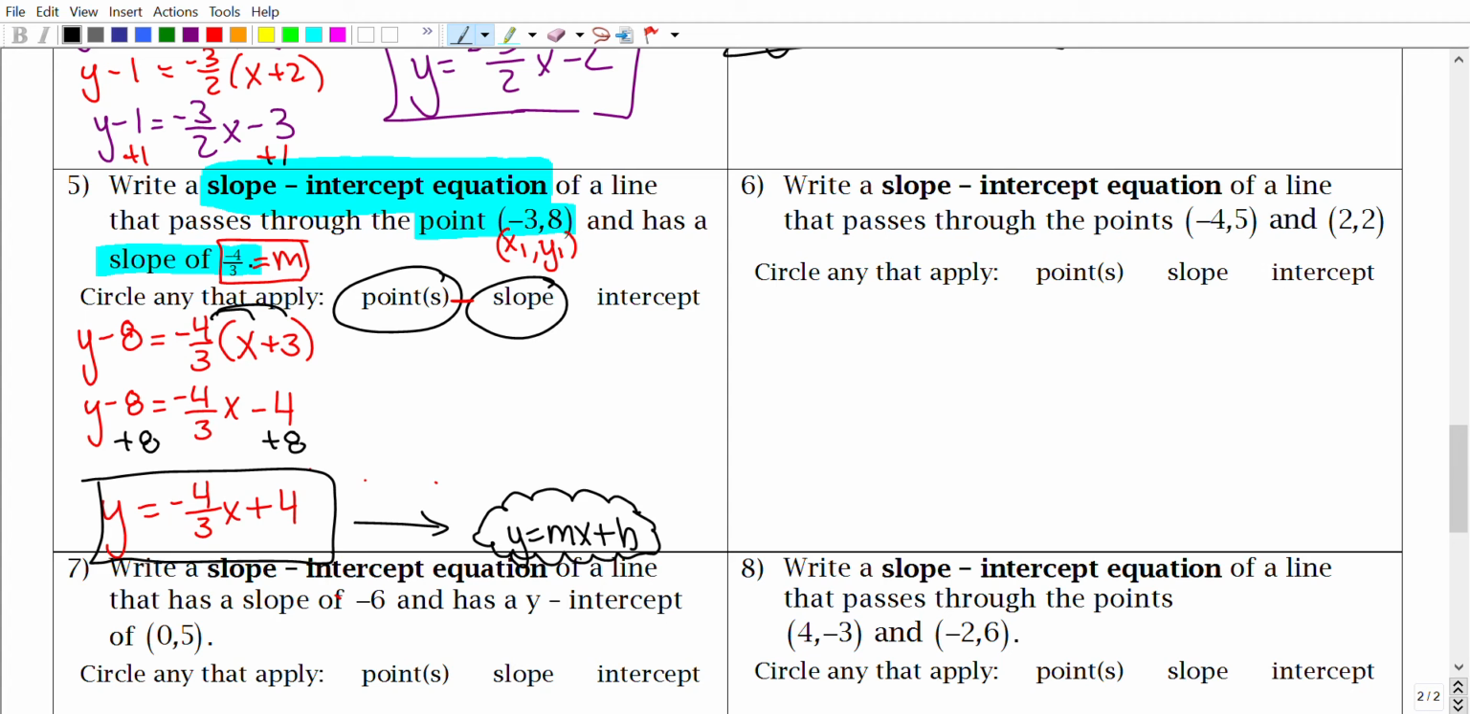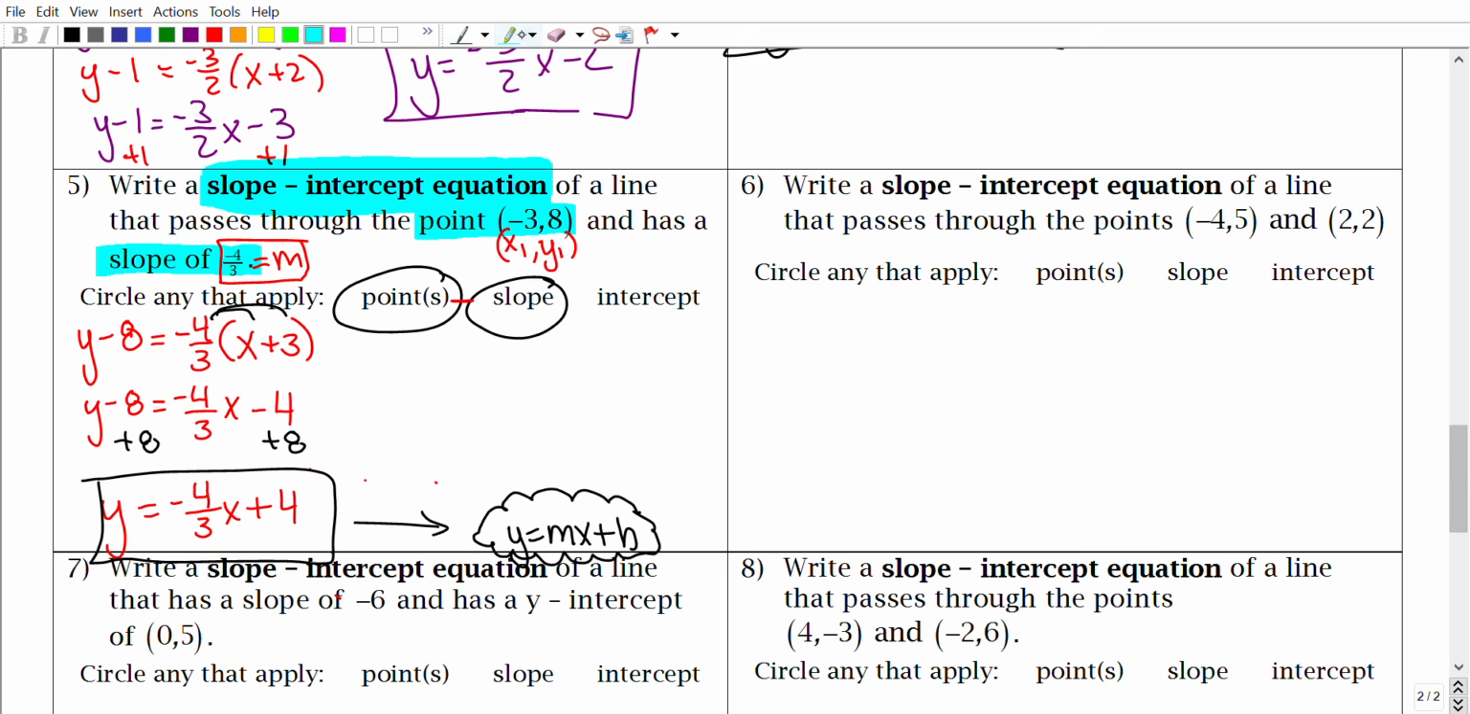Does this look like that? Is it in that form? Yes, it is. So we are done. So hopefully you guys got the same answer for number 5 here. Okay. Number 6. Let's see how well we did on that one.